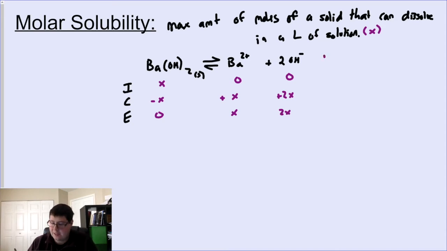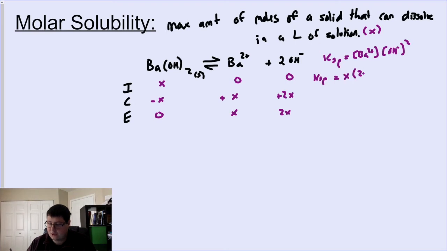We then can set up our KSP expression. KSP is going to be our barium times our OH- squared. Then plugging in my numbers from equilibrium, I get that the KSP is equal to x times 2x squared. Now, on the previous slide, we had said that we know the KSP of barium hydroxide is 5 times 10 to the minus third. And so if I FOIL this out, I get 4x squared times x, or 4x cubed.